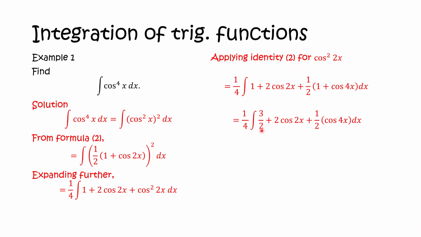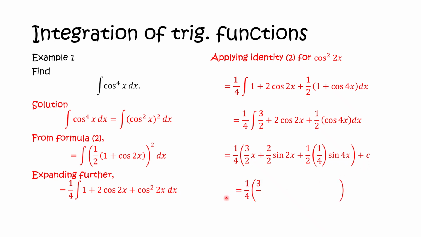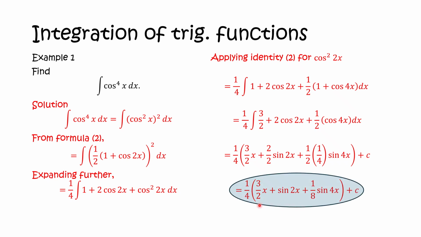After that, we simplify our work so that we have that big chunk over here, which is integrated, plus the constant of integration, which is the c. And simplifying further, what we would have is 1 over 4 times 3 over 2 x plus sine 2x plus 1 over 8 sine 4x, plus the c. That's how we find our answer.